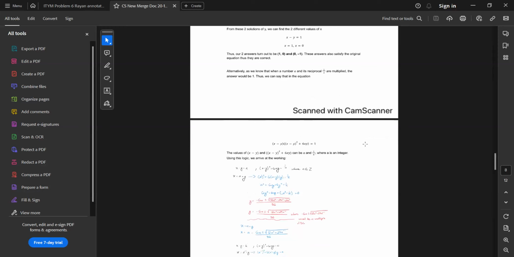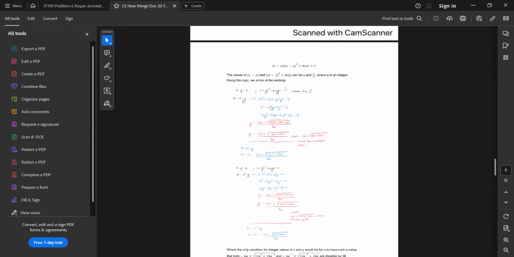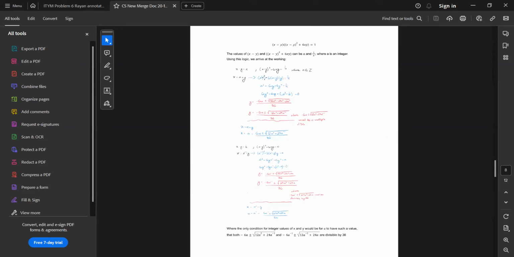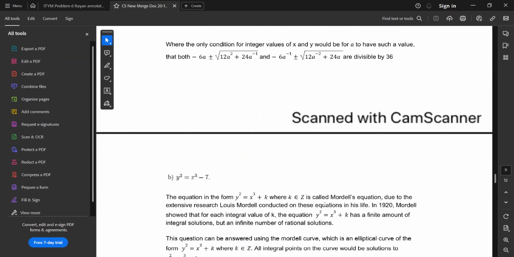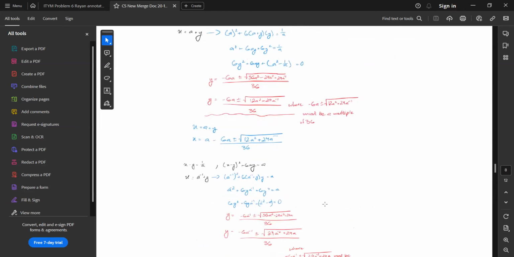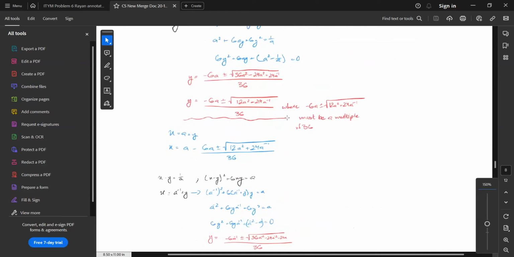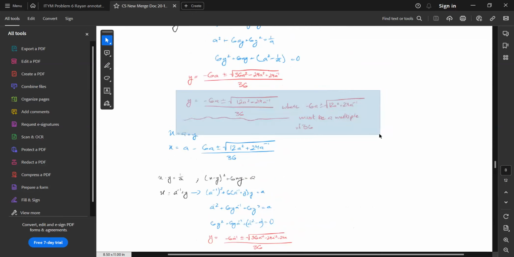So thus we can also substitute that in the equation. Here I have done the working, taking x minus y is equal to a and the other factor to be 1/a. All this working is done by substitution, solving simultaneously. Here I didn't really reach a single integral solution, but I did reach a very general answer for y and x.